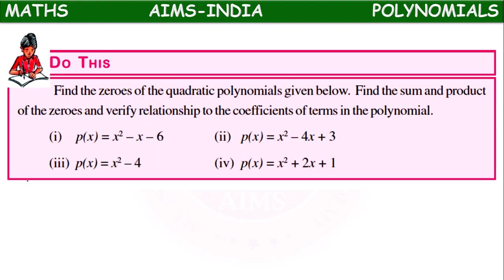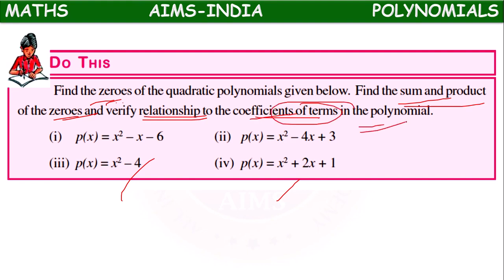Okay, children, in the same manner, try to find the zeros of the given quadratic polynomials, find their sum and product, and verify the relationship with the coefficients of terms in the polynomial. So we have done two examples, children. Based on the two examples, these 4 questions you can do as homework.